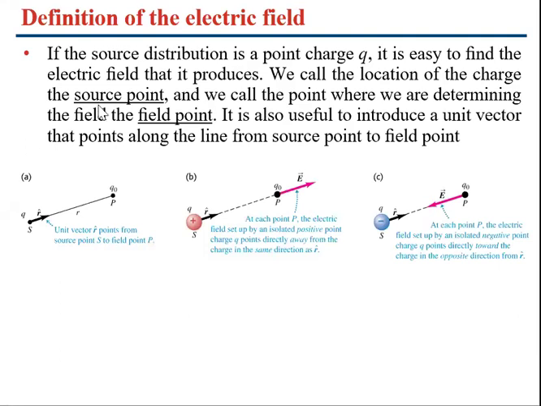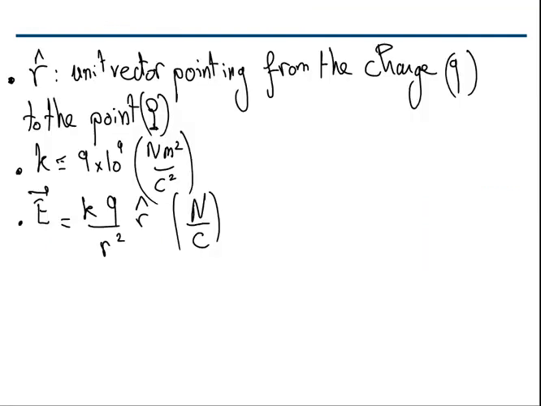Good. If the source distribution is a point charge Q, it is easy to find the electric field that it produces. We call the location of the charge the source point, and we call the point where we are determining the electric field the field point. So if we have, for example, a positive charge Q and a point P, this point is called the source point. And this point is called the field point.